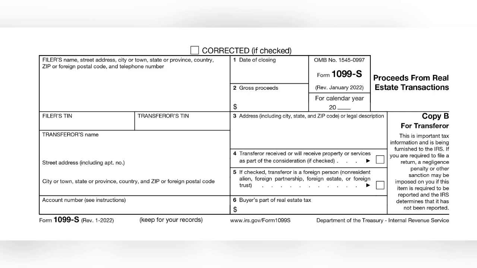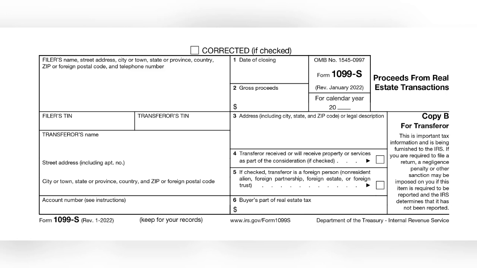Next, move to the section labeled Transferor's Name and Address. This is where the seller's full name and complete address are entered. And make sure everything is accurate here since this connects the transaction to the correct person. Now look at box 1, which shows the date of closing. So this is simply the date when the property sale was finalized.